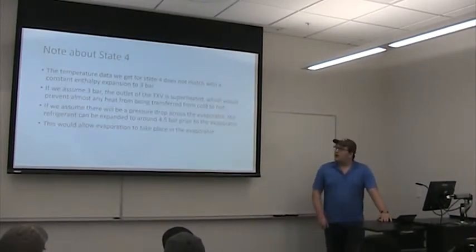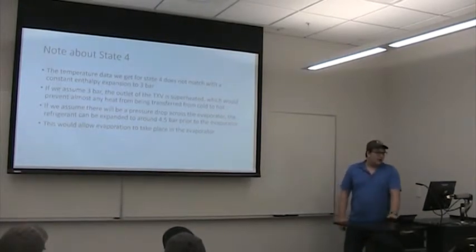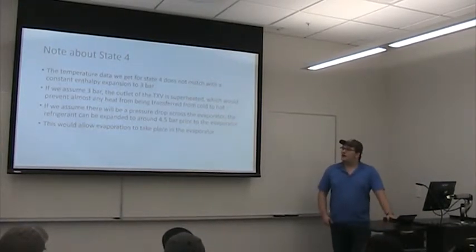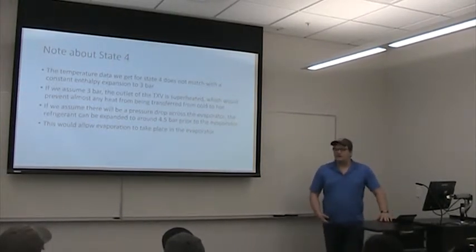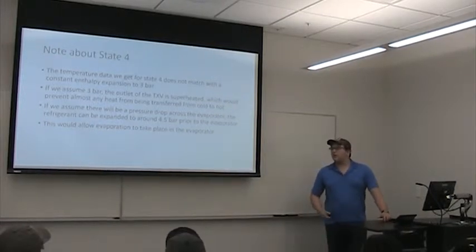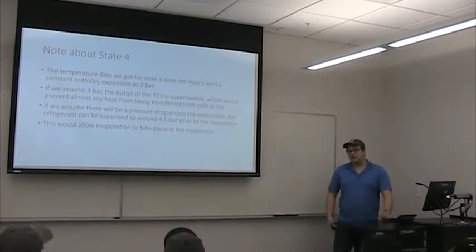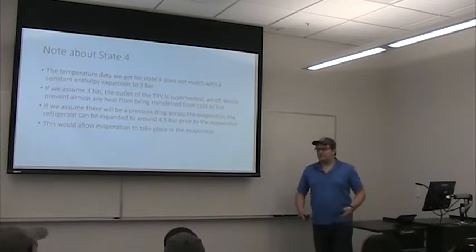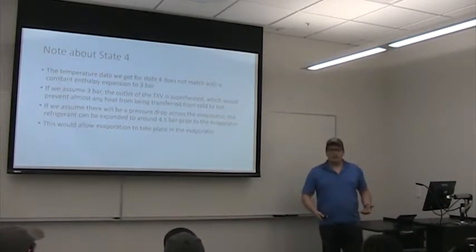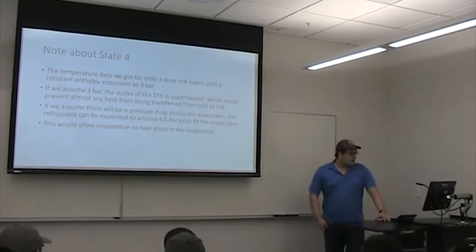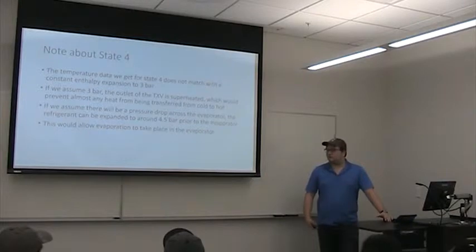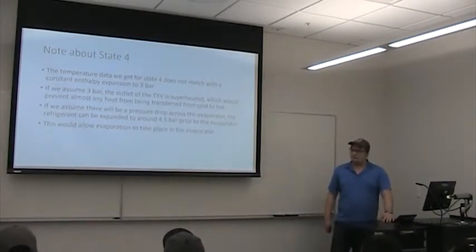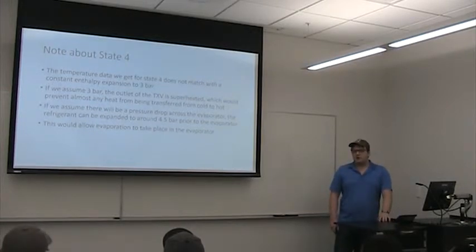Now, some stuff about that state 4. The temperature data that we got doesn't match what we would have expected from an ideal process. If we assume that that expansion valve is outputting at 3 bar, that's actually significantly superheated, which means that there's no evaporation in the evaporator, which means that we're not actually removing heat. Now, there are a couple of ways that that can be accounted for. First off, there is likely a pressure drop across the evaporator. If we assume that the expansion valve is putting out some kind of vapor-liquid mixture, that would be around 4.5 bar, which is not unreasonable.